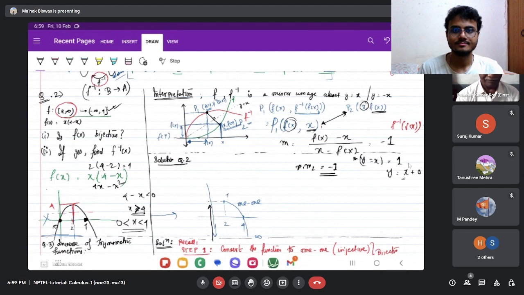So does this become a bijective function now? Yes, it is. So now we can write an inverse of this. And how do you write an inverse? Finding an inverse is a very simple problem. How do you do it? Say instead of writing f of x, I write this as y.